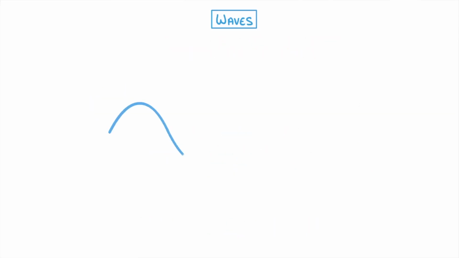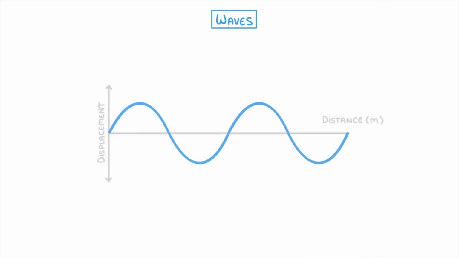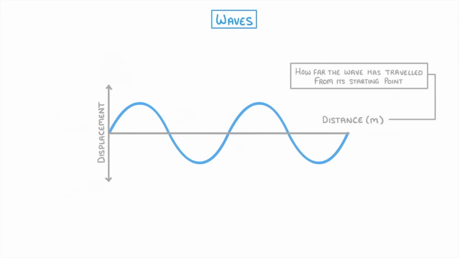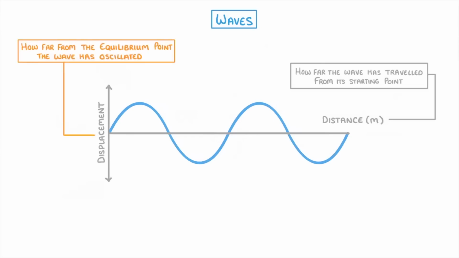To travel from one place to another, the waves vibrate or oscillate, as we can see in this displacement distance graph. The distance is how far the wave has travelled from the starting point, while the displacement is how far from the equilibrium point the wave has oscillated, so how far it's gone up or down.